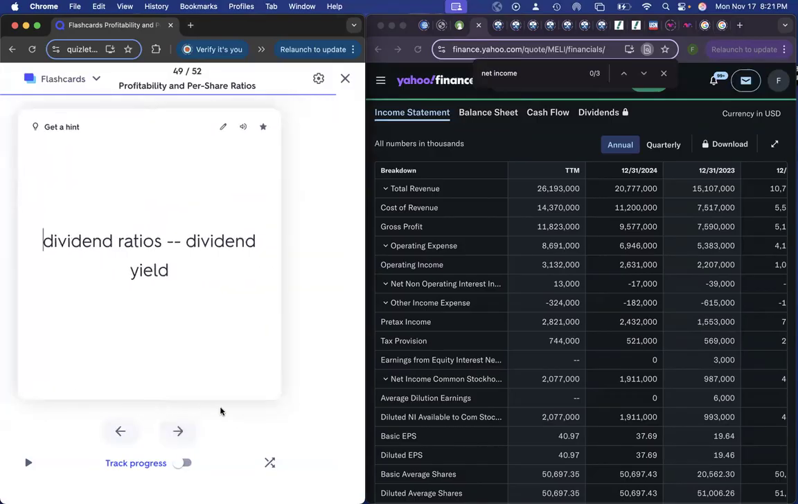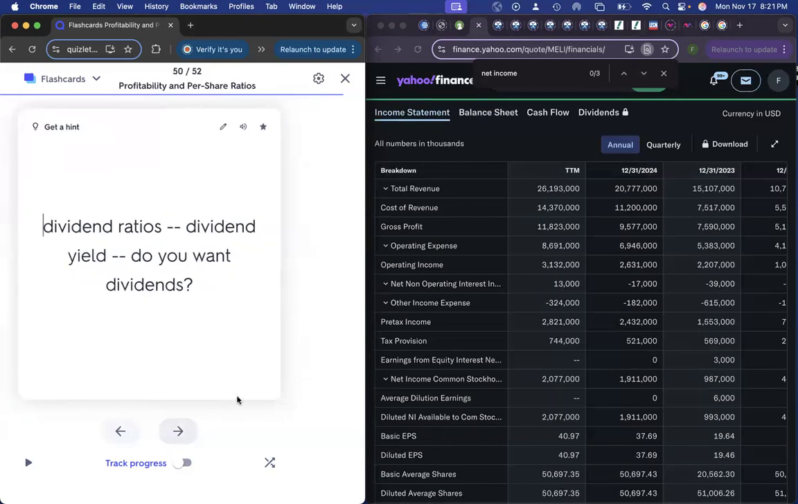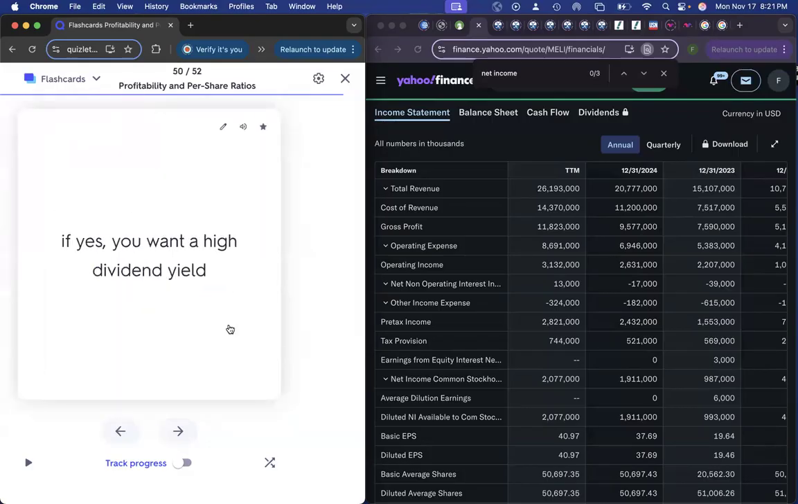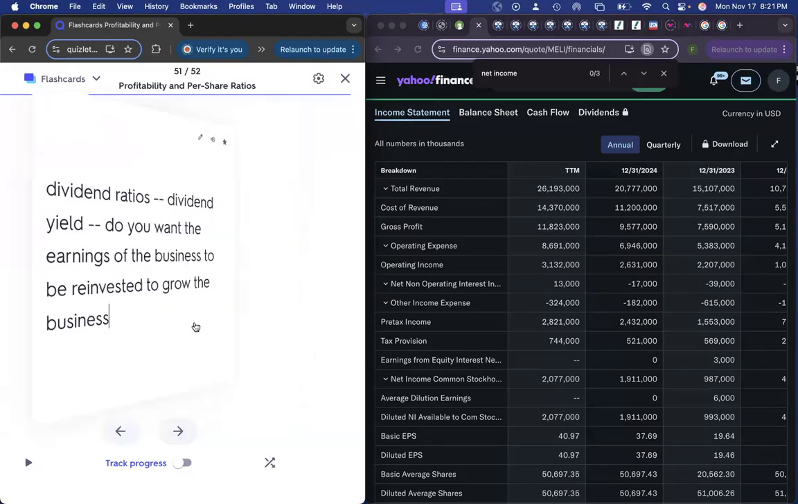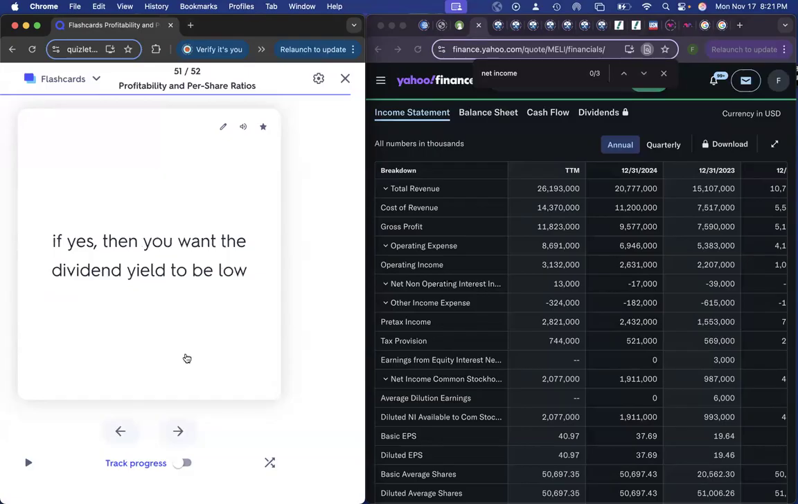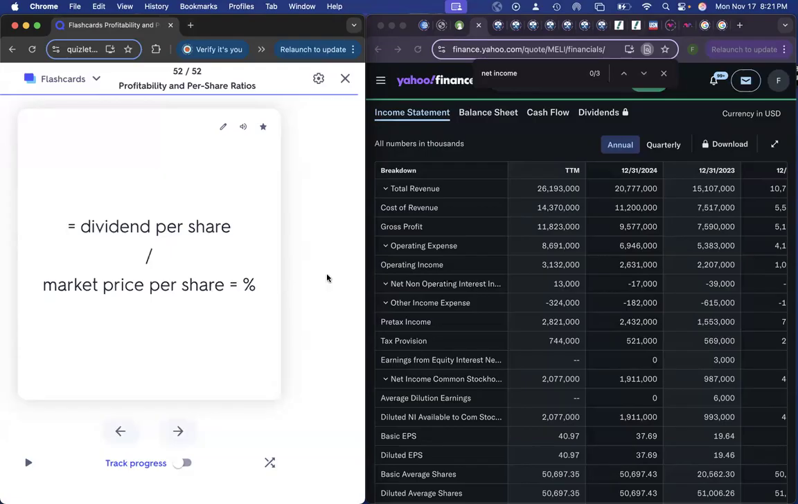Another example of a dividend ratio is the dividend yield. You could want it to be high or low, depending on what type of investor you are and what you're looking for. Are you an investor that wants dividends? If so, you want a high dividend yield, and you'll see why in a moment. But if you're an investor that wants the earnings of the business to be reinvested to grow the business, then you're going to want the dividend yield to be low. The formula for the dividend yield is dividend per share divided by market price per share.